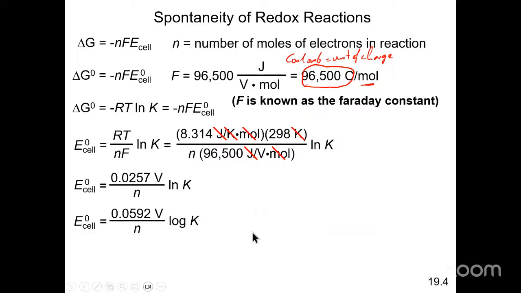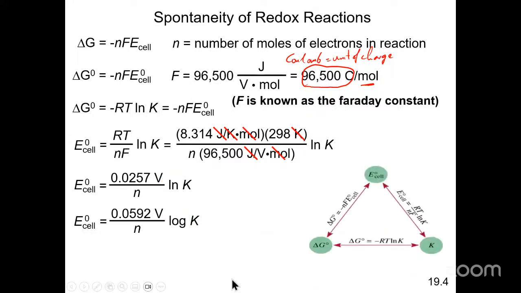Based on what we have just learned here, these are the relationships between delta G, which is the standard free energy, K, which is the equilibrium constant, and the standard EMF of the cell. This is a triangle that's basically showing you the different relationships. If you want to find delta G based on K or vice versa, this would be the equation you would use. If you want to find delta G standard versus the standard EMF of the cell, this is the equation you would use. And if you want to find a relationship between the EMF of the cell and K, this is the equation you would use.